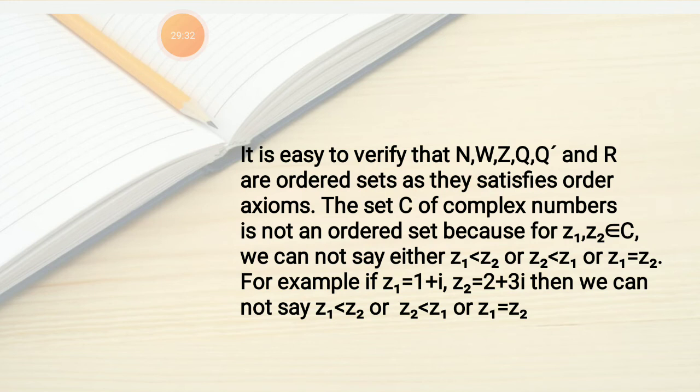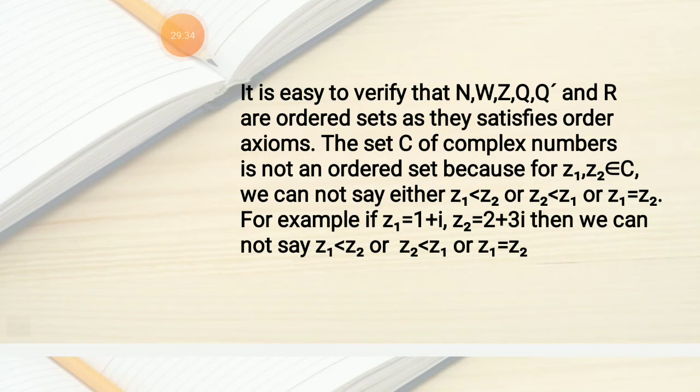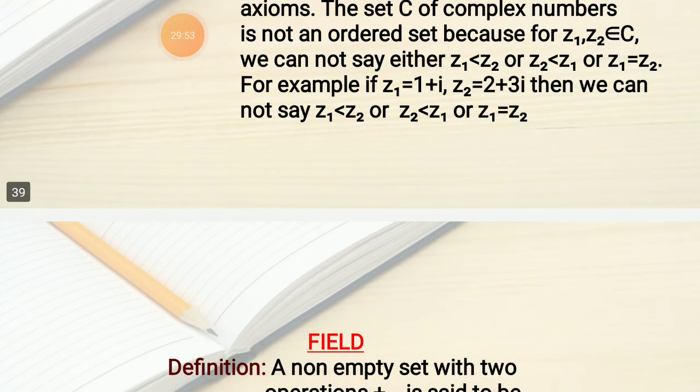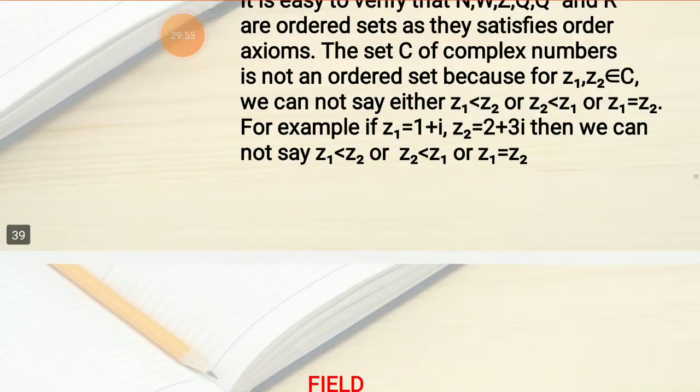For example, if z1 is equal to 1 plus i and z2 is equal to 2 plus 3i, then we cannot say which is bigger, or whether both are equal. Both are never equal, z1 and z2, of course. We can't say even z1 less than z2 or z2 less than z1. Therefore, the set of complex numbers does not satisfy the order axioms, so it is not an ordered set. The set of complex numbers is not an ordered set.